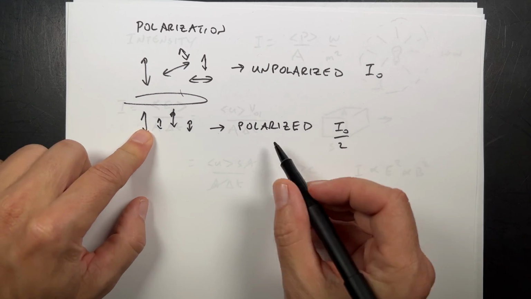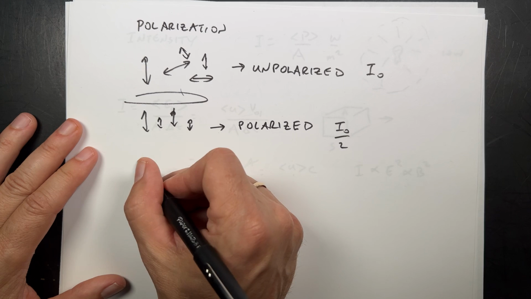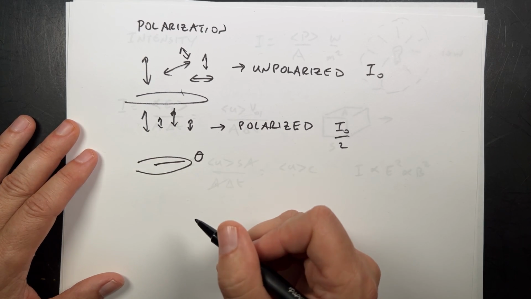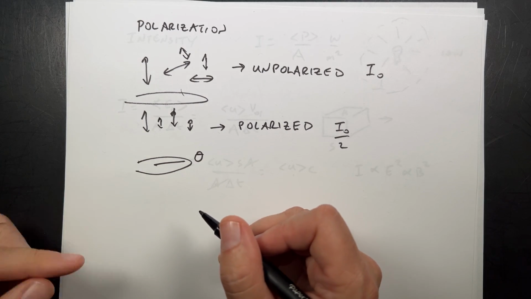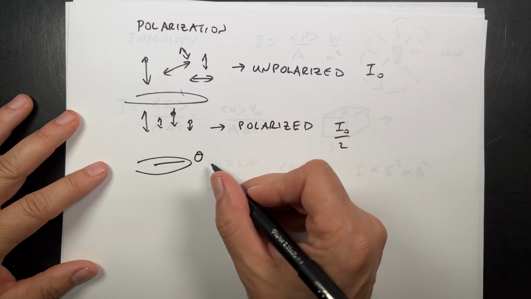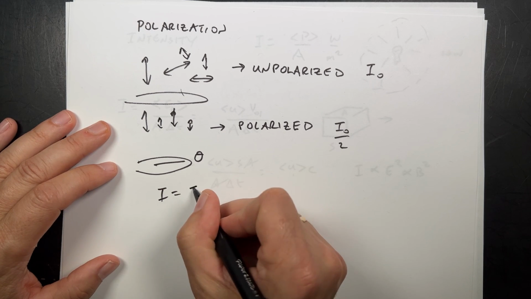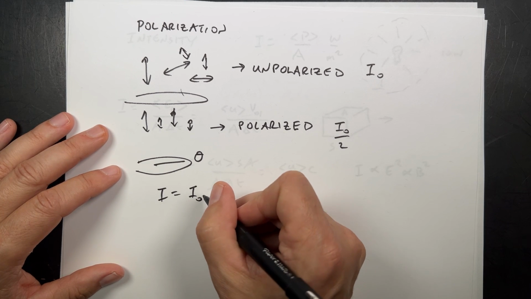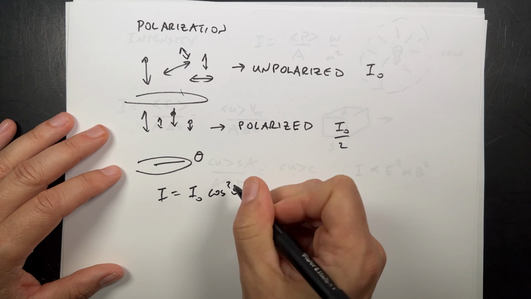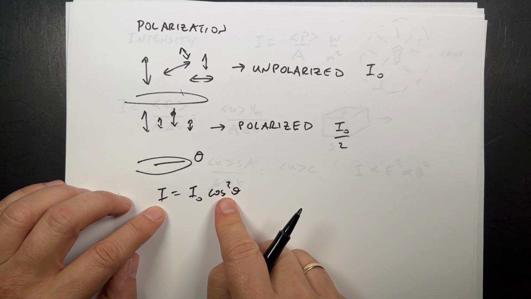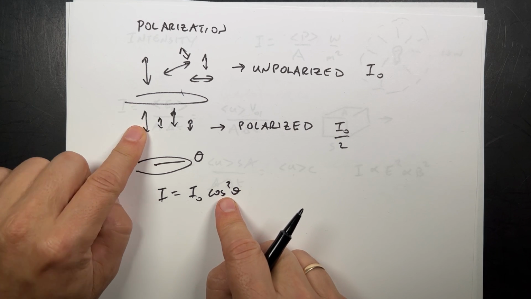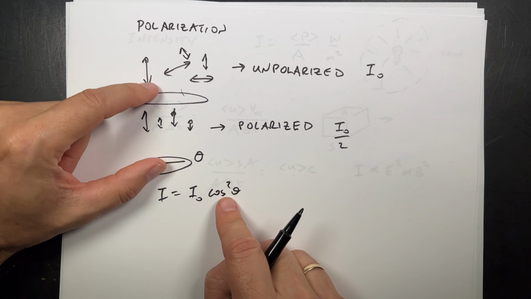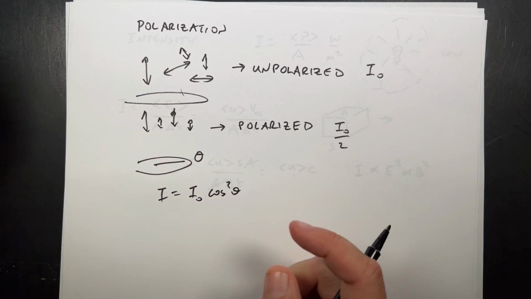Now, if I take polarized light and pass it through another polarizer with some angle theta, it's kind of hard to draw this way because I'm actually coming out of the paper. Then the intensity over here is going to be I0 times cosine squared of theta, where theta is the orientation angle between these two polarizers. That's that.